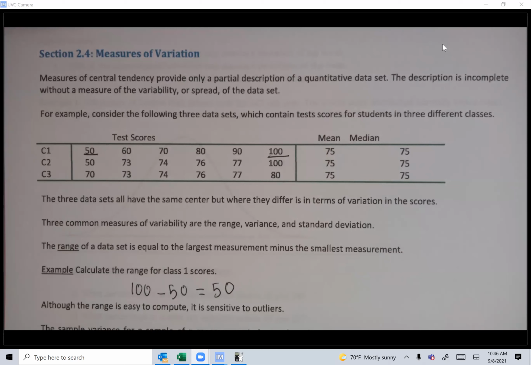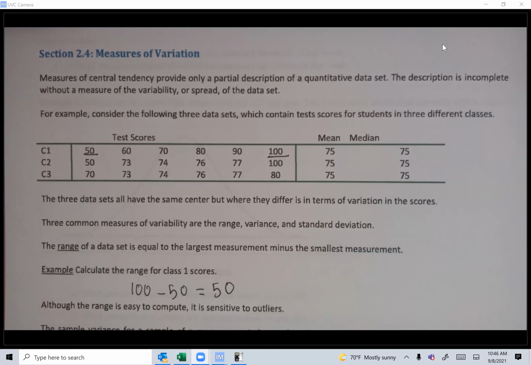And you can see 70, 73, 74, all in the 70s. But look at C1: 50, 60, 70, 80, 90. Look at C2: we have 50s, we have 70s, we have 100.